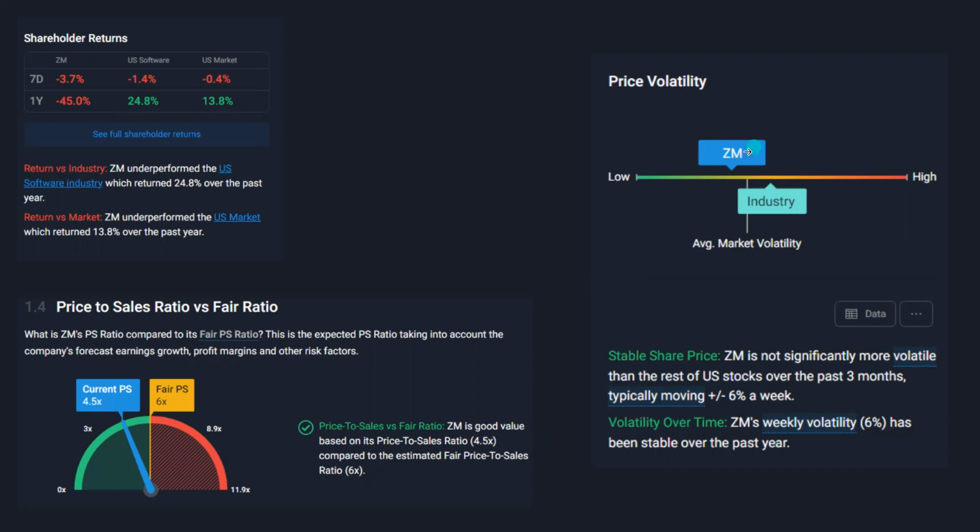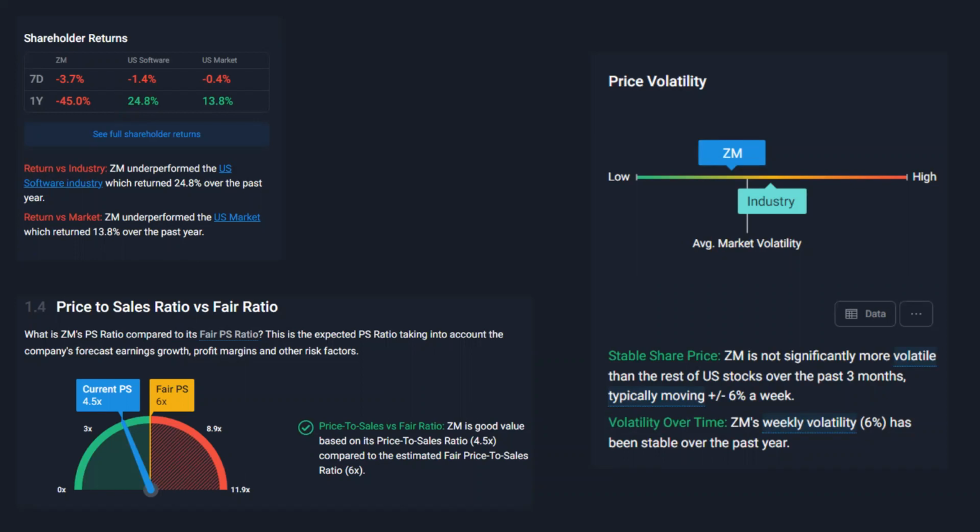Now, when you look at volatility, Zoom is not significantly more volatile than the rest of US stocks over the past 3 months, and its weekly volatility has been stable over the past year. As you can see here, it's actually less volatile than the industry and average market volatility. Now, on the price to sales ratio, Zoom is a good value based on its price to sales ratio of 4.5 times compared to the estimated fair price to sales ratio of 6 times.